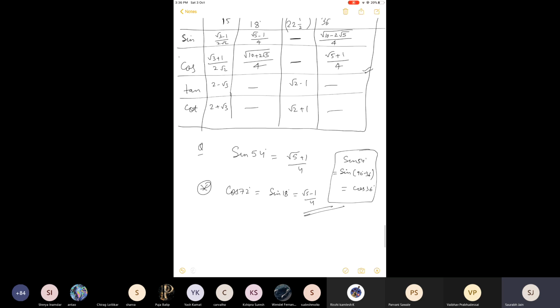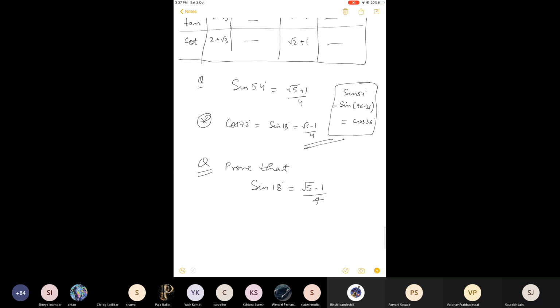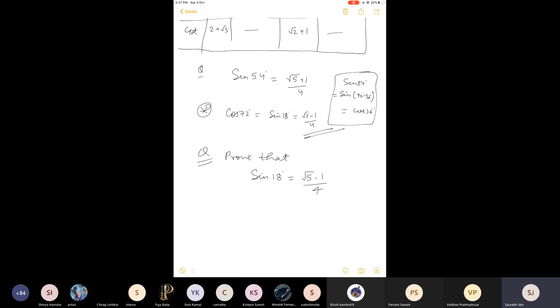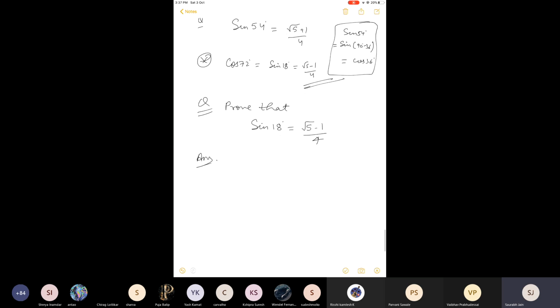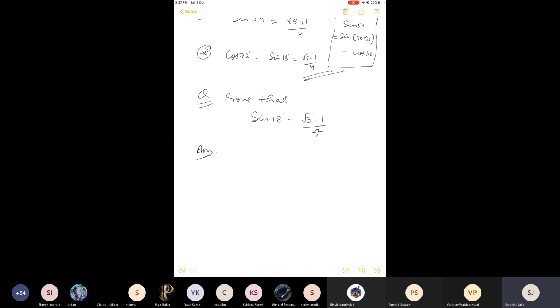Okay, so I was saying that we will prove this value, that sine 18 degrees is root 5 minus 1 by 4. All right. Let us see how this comes. Pay attention to each and every step. If we miss a single step, then we will not be able to understand.